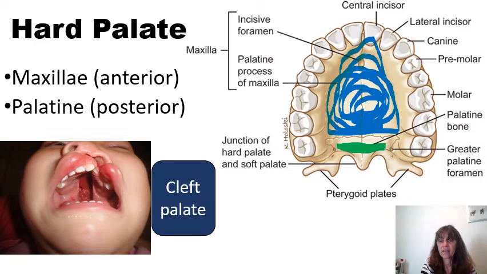And here we have the palatine bones. Now there are a bunch of holes in the skull, and we don't talk about every single one of them. But wherever you see a foramen or foramina, such as the greater palatine foramen, know that these holes are usually a conduit for blood vessels and nerves.